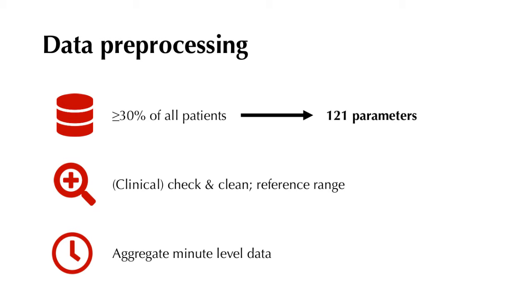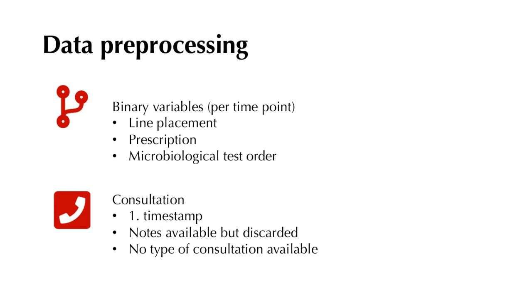And we had data at very, very high resolution, also on a minute level, and we aggregated to have one data point, which could then sometimes be the mean aggregate, for example, on a minute level, and moved on from there. We also introduced a couple of binary variables per time point, for example, indicating the presence or absence of line placement. We did the same with prescriptions. So we did not look at the dosing, for example, but just whether antibiotic treatment was present or absent at a certain time point.